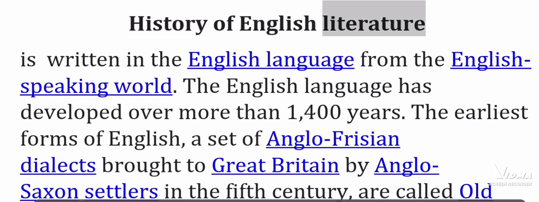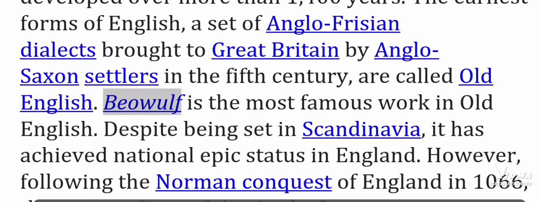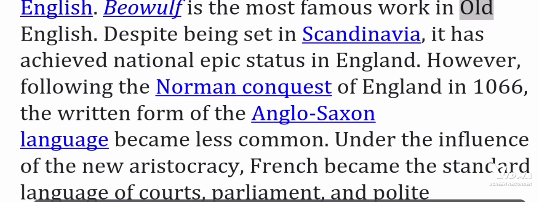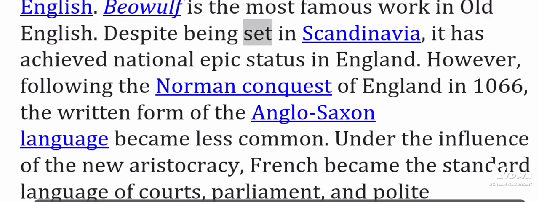The history of English literature is written in the English language from the English-speaking world. The English language has developed over more than 1,400 years. The earliest forms of English, a set of Anglo-Frisian dialects brought to Great Britain by Anglo-Saxon settlers in the 5th century, are called Old English. Beowulf is the most famous work in Old English. Despite being set in Scandinavia, it has achieved national epic status in England.